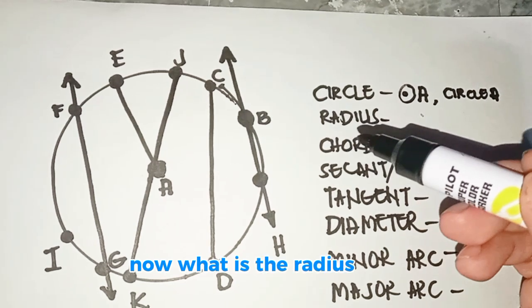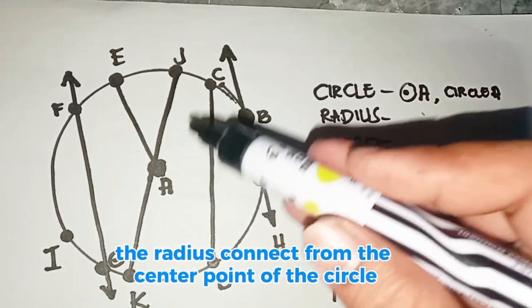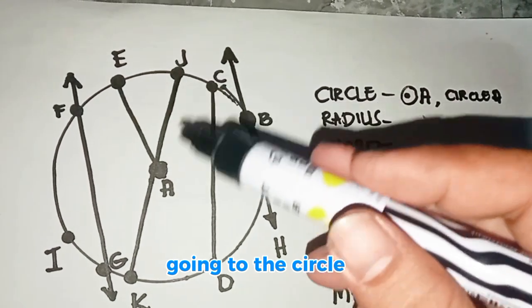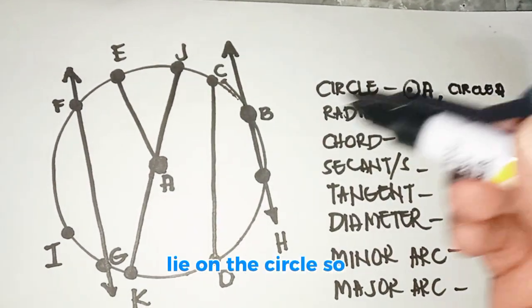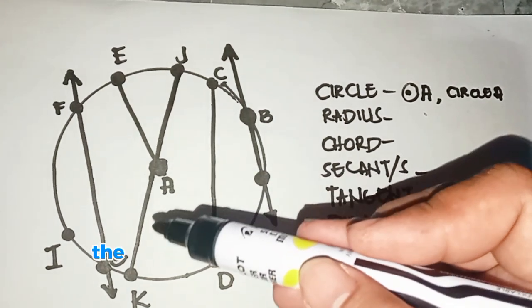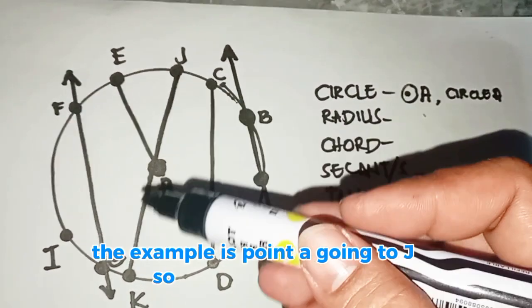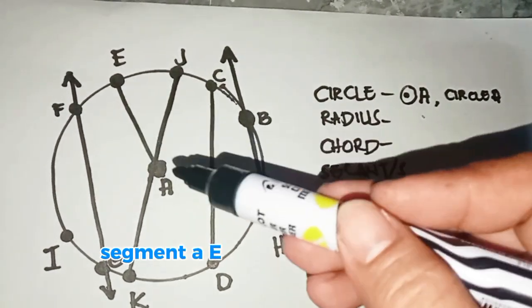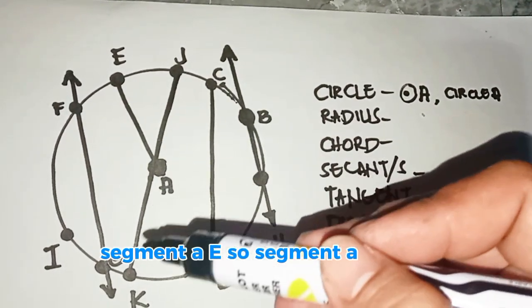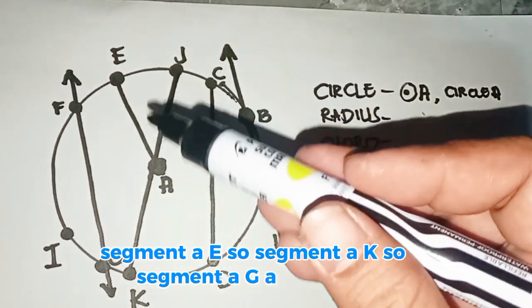Now what is the radius? The radius connects from the center point of the circle going to the circle, or the other endpoint is on the circle, lies on the circle. So the example is point A going to J, so this is segment AJ, segment AE, segment AK. So segment AJ, AE, and AK.